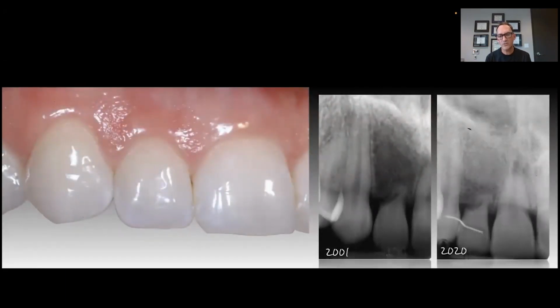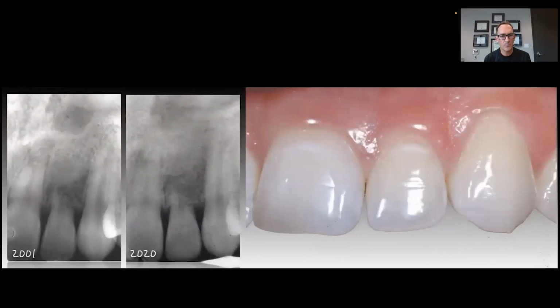So here it is in 2001, and in 2020, it's still there. Started to get a little mobile, so she couldn't really feel like she could bite into anything. All right, bond a wire to the canine. If it's now still mobile, I would consider taking it out. The other one still looks pretty much the same, doesn't have any mobility to speak of, so there it is, 19 years later. Now I want you to think for a second.